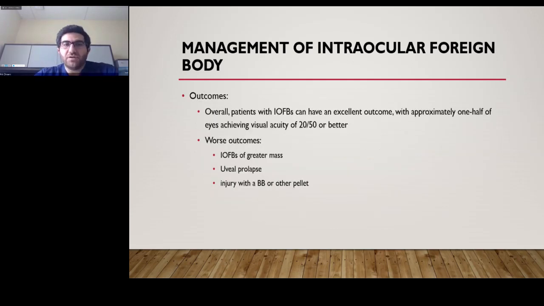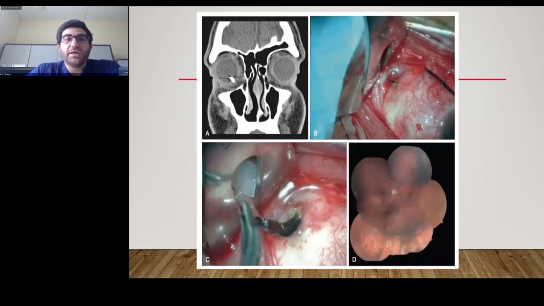Overall, patients with intraocular foreign body can have good visual outcome, and half of them can achieve visual acuity equal to or above 20/50. Worse outcome will depend on the extent of intraocular injuries. For example, if we have uveal or ciliary body injuries, the vision will be less, the prognosis will be worse. If we have a big intraocular foreign body, the prognosis will be worse. And for some intraocular foreign bodies, like BB pellets, the vision will be worse, as was shown by some studies.